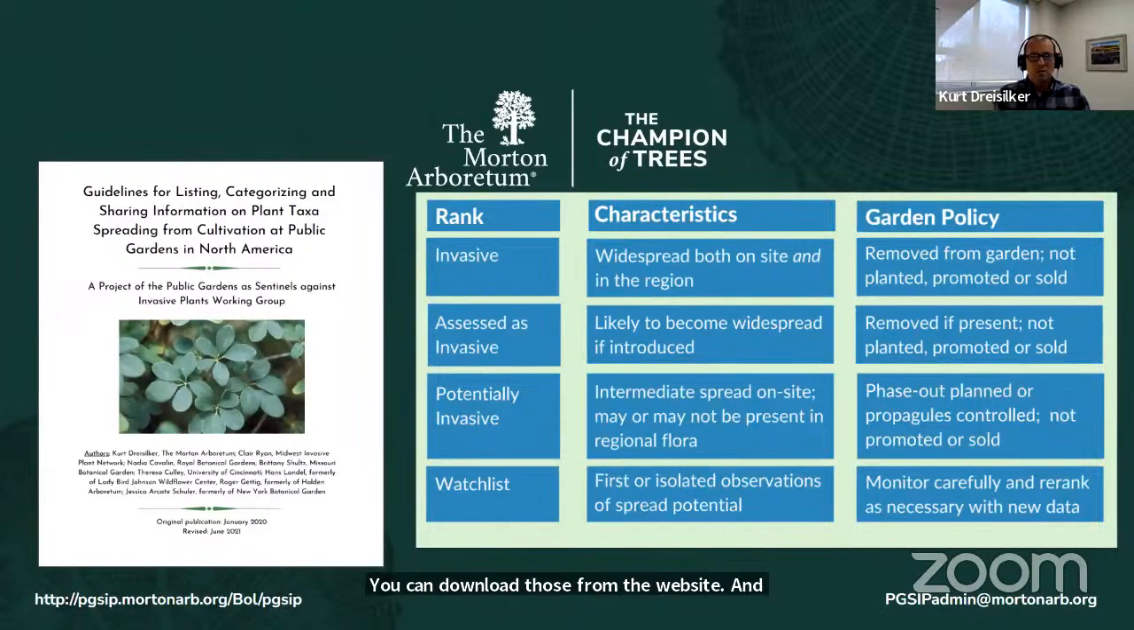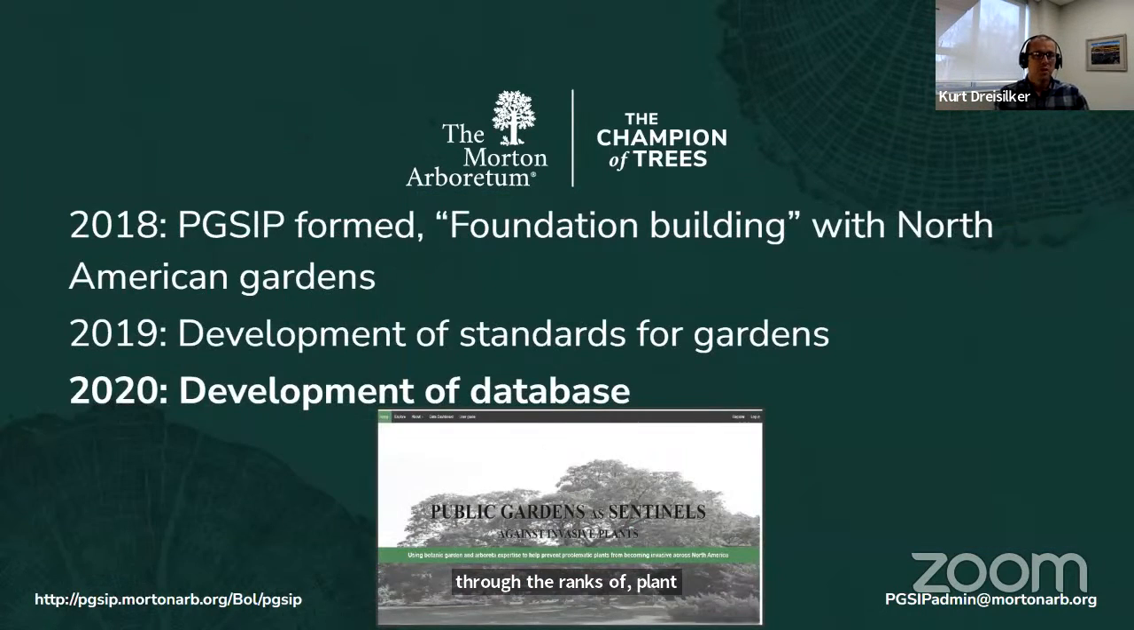And then, probably most importantly, we also have developed standard categories or ranks where gardens can all talk the same language, characterizing what those plant populations are actually doing equally. So we all have the same language that we're using to categorize these. And then we also have recommended garden policies for how to deal with these plants as they climb through the ranks of plant spread or population spread.